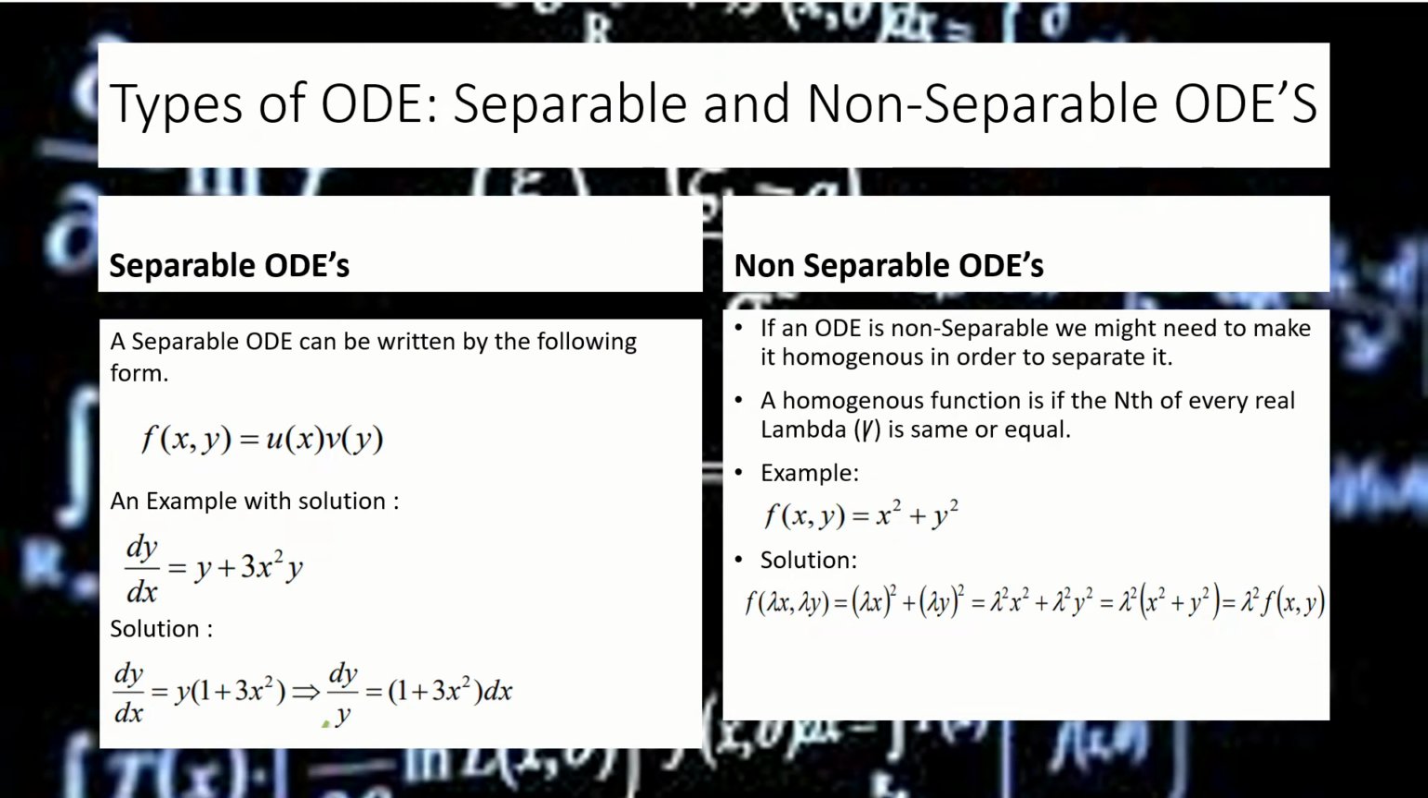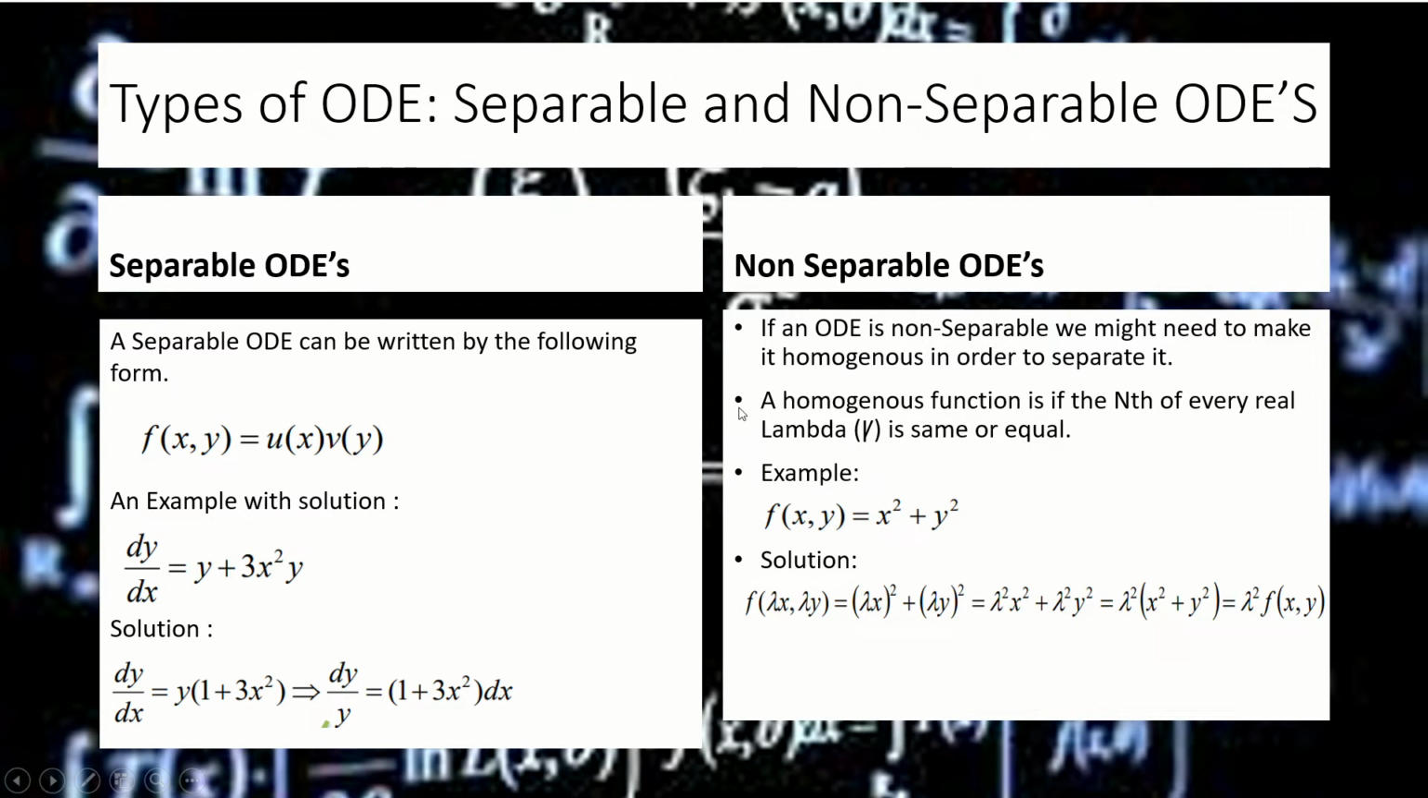So now let's move on to a few examples of ODEs. To begin with, a separable ODE. As you can see, a separable ODE can be written in the following form. An example mentioned below is dy over dx equals y plus 3x squared times y. So we separate this by moving dy over y to one side and the x coefficients to the other side where dx is present.